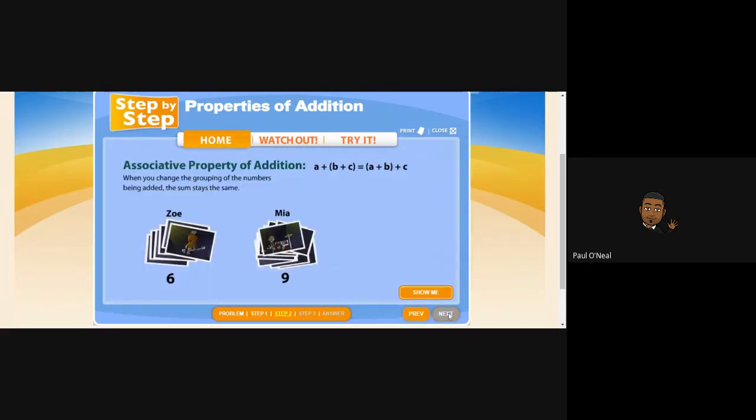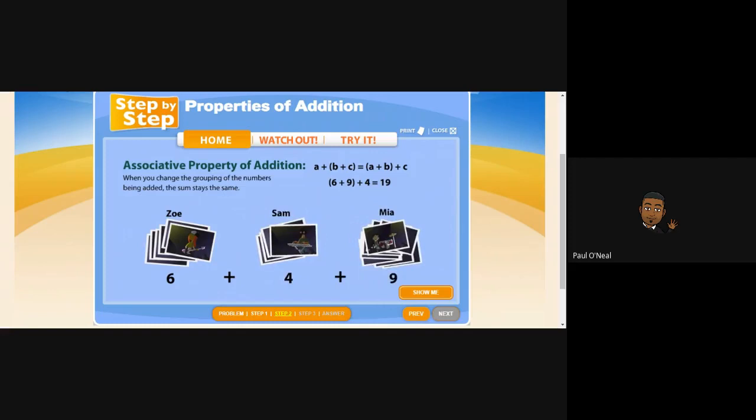The associative property of addition states that when you change the grouping of the numbers being added, the sum stays the same. For example, let's say I just found out Sam also took 4 pictures at the concert. We could write the equation as 6 plus 9 and then add another 4 for a total of 19 pictures. But if Sam sent me his pictures before Mia sent her pictures, we'd still have a total of 19 pictures. It doesn't matter how we group the numbers, we still get the same sum in the end.